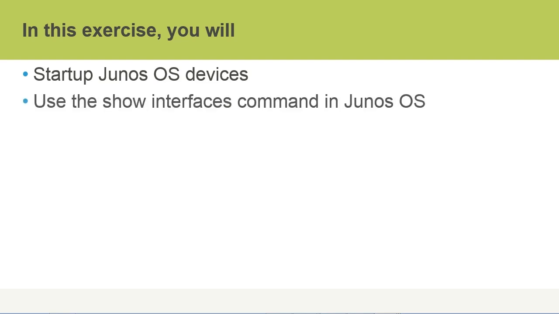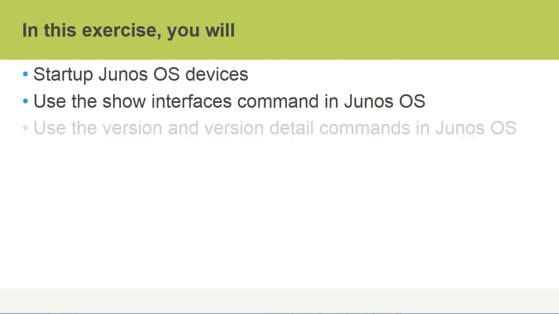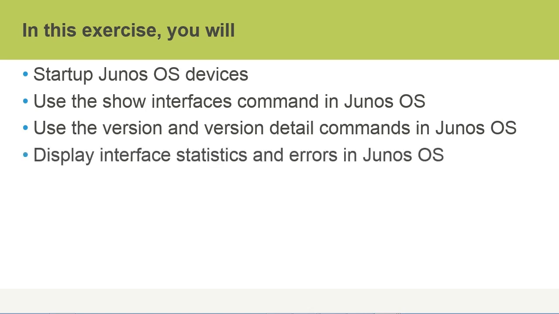Now let's take the time to perform some valuable exercises for this course. In this exercise, you're going to start by starting up the Junos OS and logging into the device. Then you're going to use the Show Interfaces command within Junos OS. Then you're going to use the Show Version and Show Version Detail commands and display interface statistics and errors.